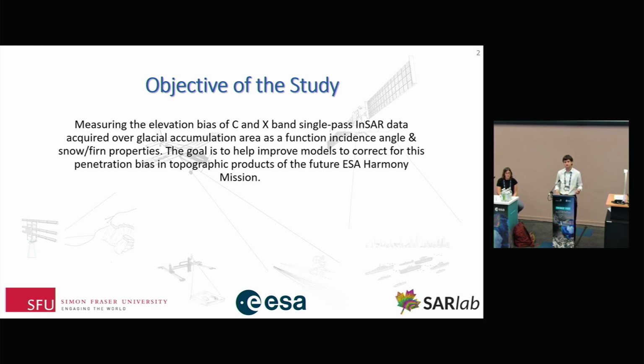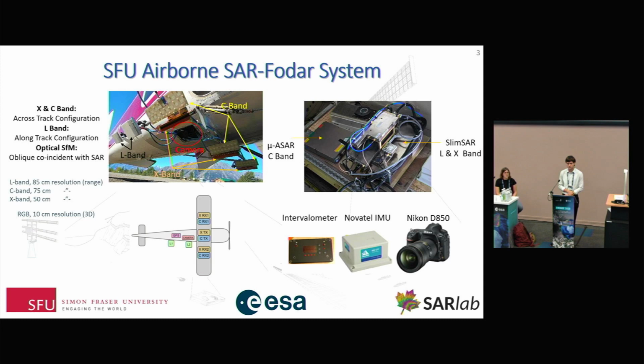So the objective of the study is the measurement of the elevation bias of C and X-band single-pass InSAR data acquired over glacial accumulation areas as a function of incidence angle and snow firn properties. We're doing this in order to improve models that correct this penetration bias in topographic products produced by the ESA Harmony mission. So we did this experiment using the SFU airborne radar FODAR system.